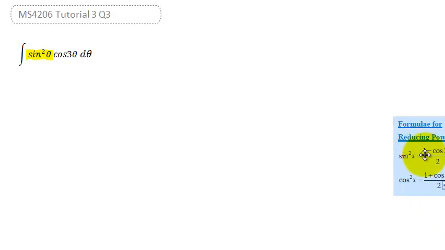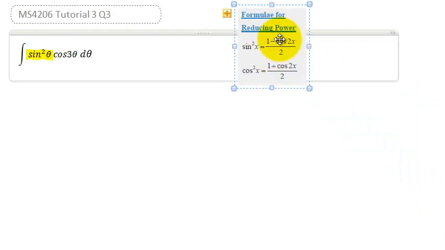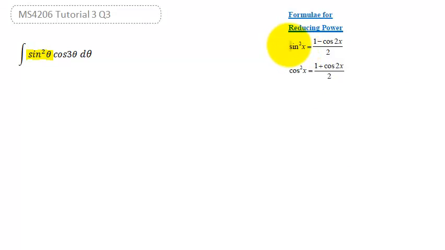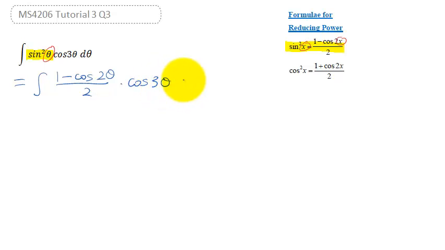To do that, I will bring in this formula. So I will use this: sine square x equals to 1 minus cos 2x over 2. If you were to compare, theta and x is interchangeable. So let me now apply. I have 1 minus cosine 2, instead of x, I will write theta over 2, followed by cosine 3 theta.